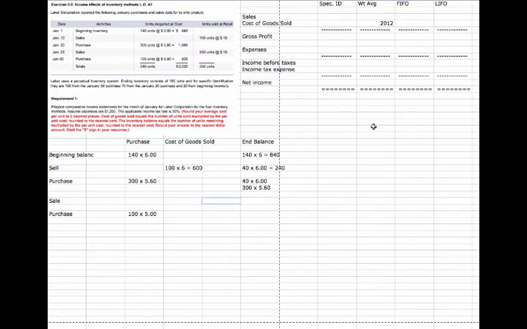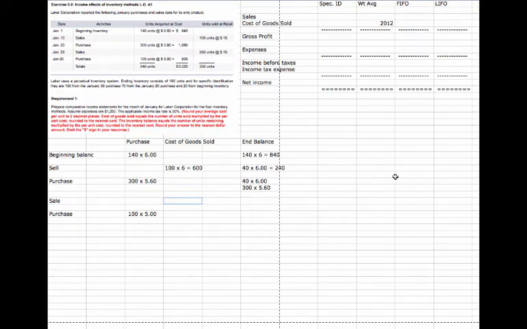Now here, our next one is the sale. And in the sale here, I sell 250 items. So I'm going to sell 250 items. Well, if I'm doing this first in, first out, I'm going to sell the first item, which is the 40 items first, because that's my oldest, and then I'll get the remainder from the 300.